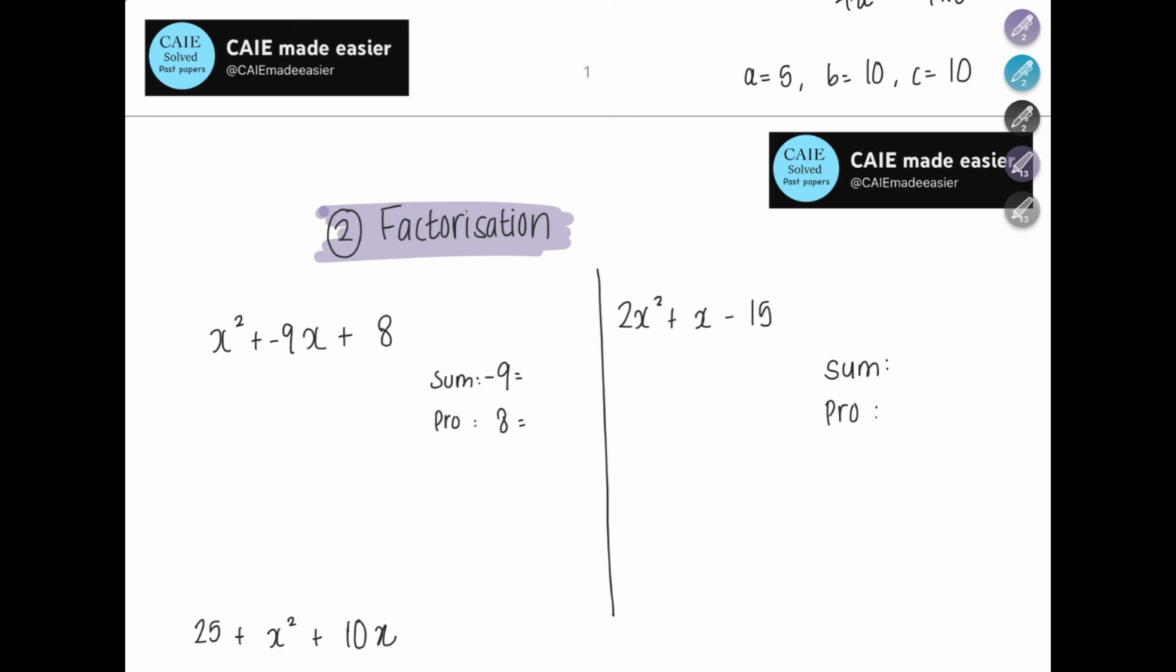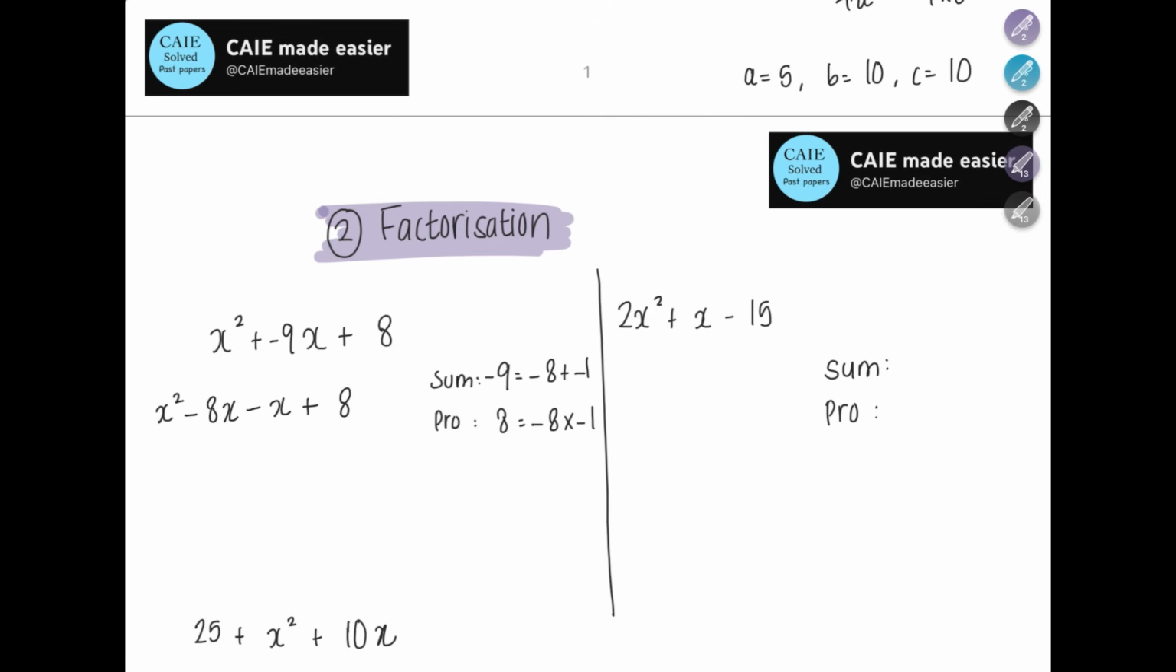So that could be negative 8 multiplied by negative 1. Negative 8 plus negative 1 will give you minus 9, and when you multiply, you will get 8. So write this as x squared, same, no need to write plus, we'll just write minus 8x minus x, because this is minus 1, so we'll just write minus x or minus 1x, plus 8.